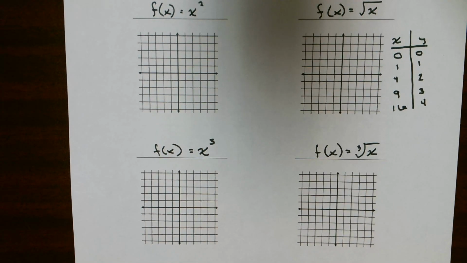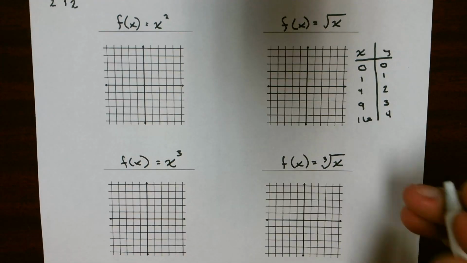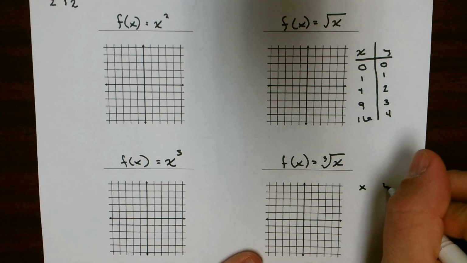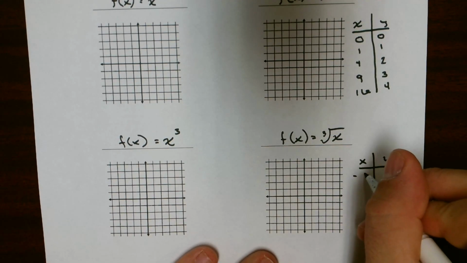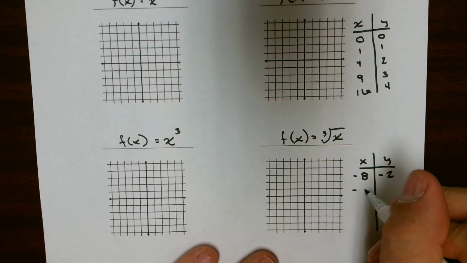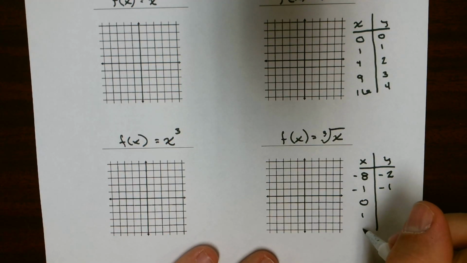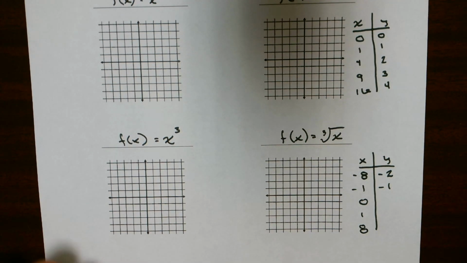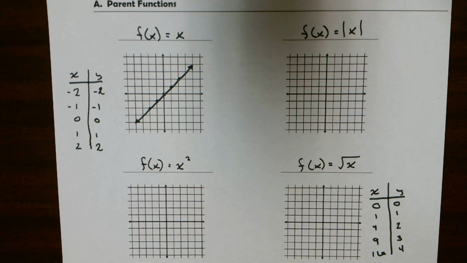Okay, and for this x cubed one, you'll want to use -2 to 2. That's perfectly fine. You can cube numbers -2 to 2. For the cube root, you want to choose numbers that are easily cube rootable. Okay, so choosing a number like -8 is going to be easy because its cube root is -2. And a number like -1 because its cube root is -1. And 0 and 1 and 8 and so on and so forth. So go ahead and pause your video and fill in the rest of these parent functions.